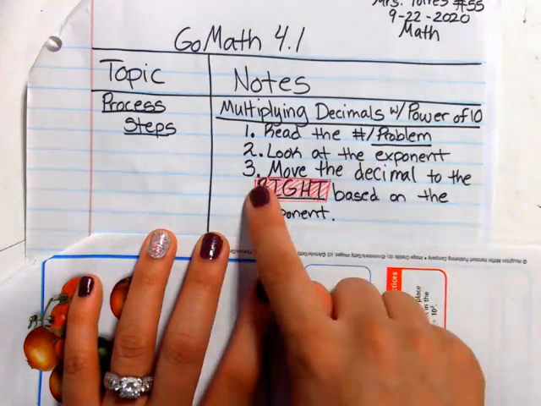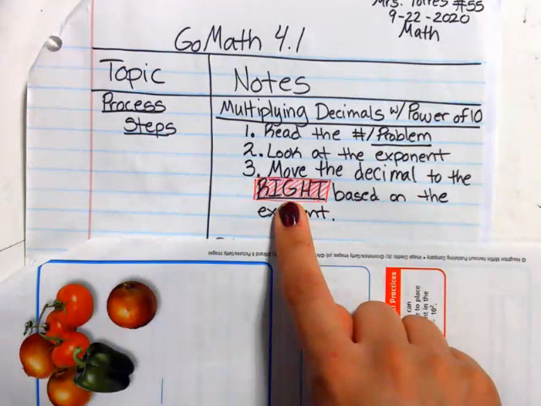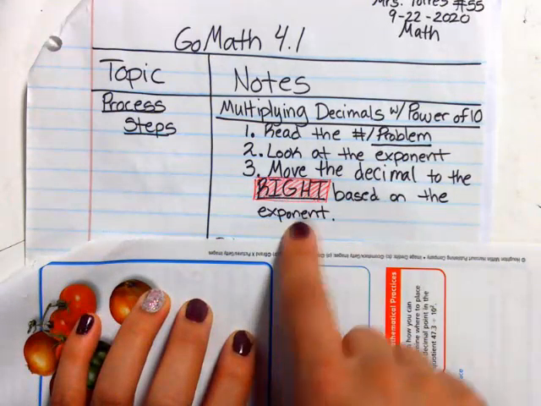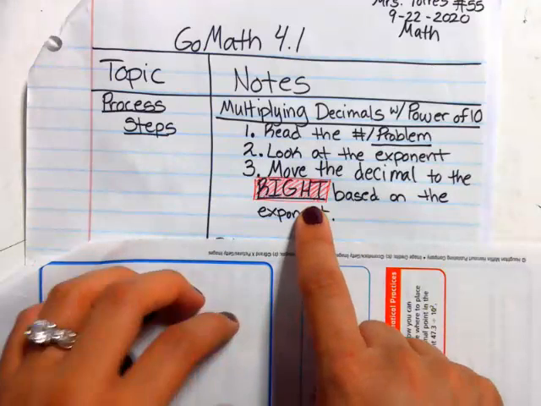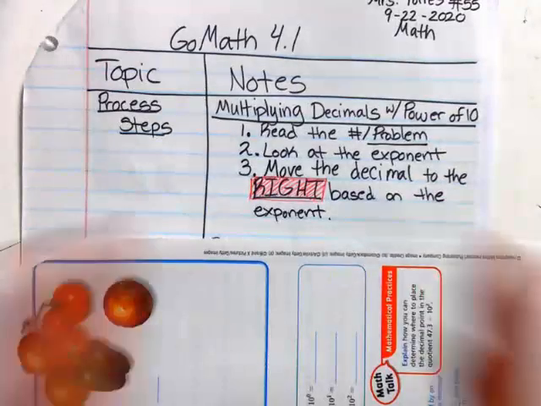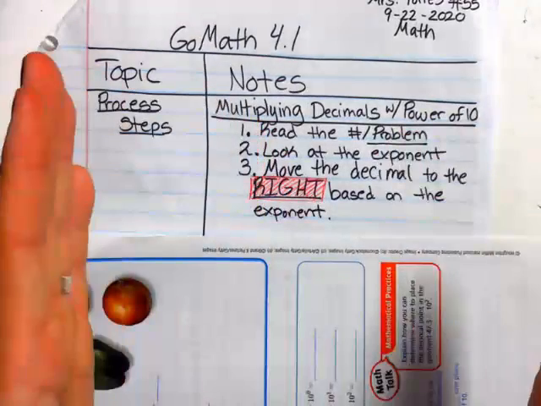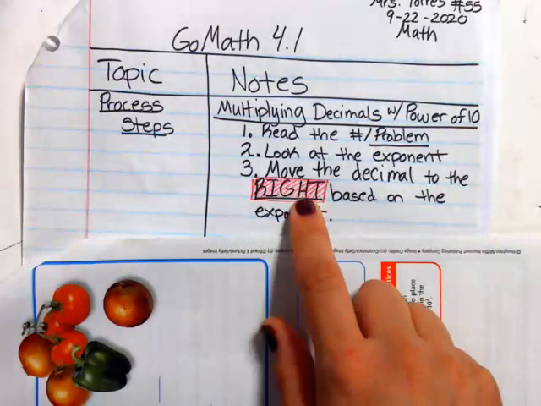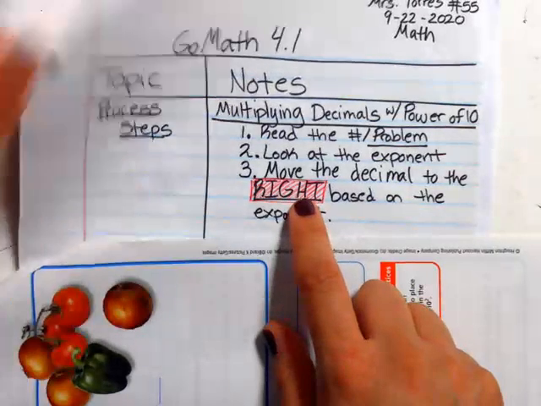And then lastly, this is the most important one. You move the decimal to the right based on the exponent. When you multiply a number by a decimal, or when you multiply a number in general, you're making the number go from small to bigger. And to do that, you need to move the decimal to the right. All right? And let's go ahead and get into one of those examples really quickly, and then we'll show dividing.